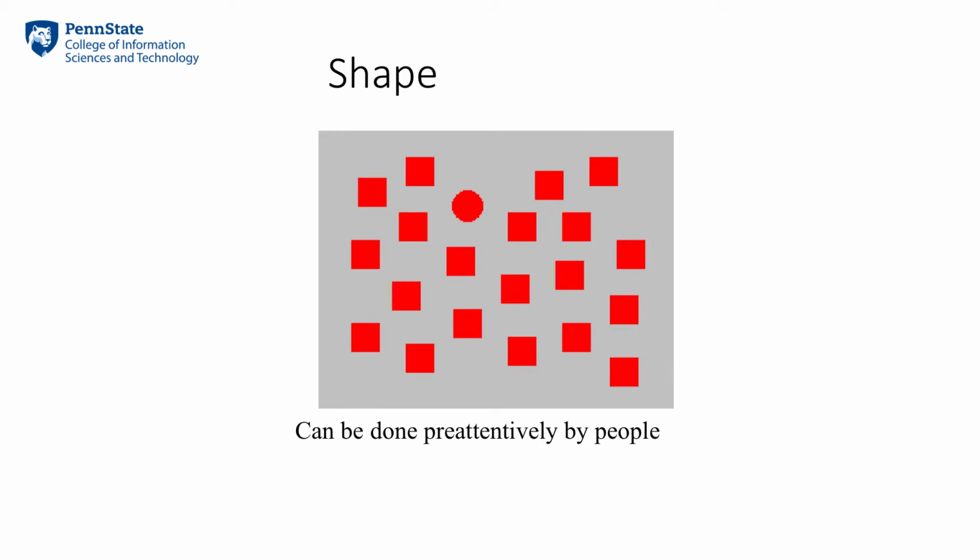So the conclusion we may draw from the last two experiments is that the visual variable shape can be processed pre-attentively by most people, although it's not as effective as color.